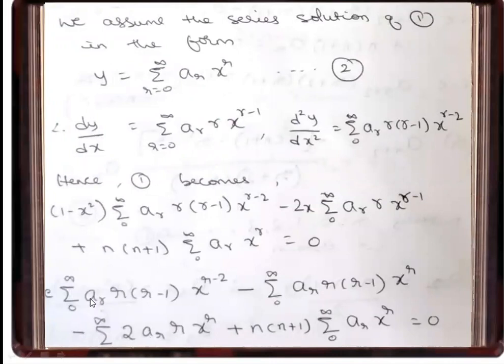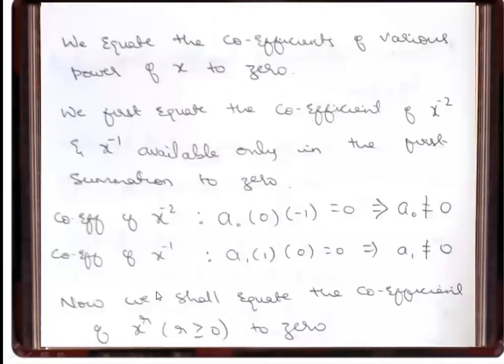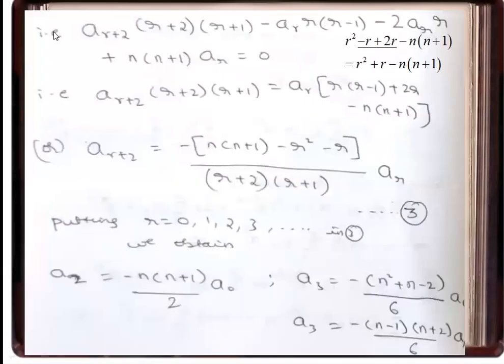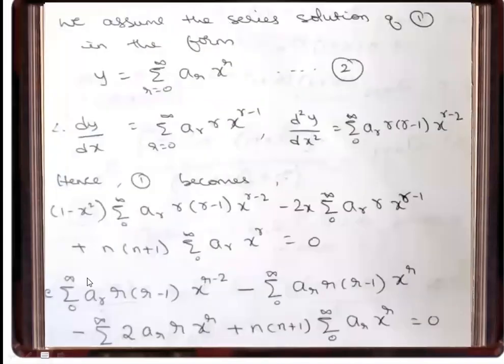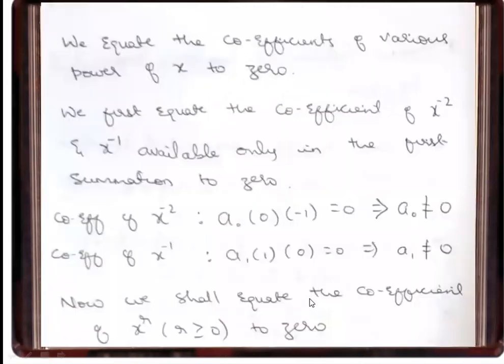So what happens? a suffix r plus 2 into r plus 2 into r plus 2 minus 1, which is r plus 1. So that is what we are getting here. For the second term also, r is replaced by r plus 2, so you get a suffix.